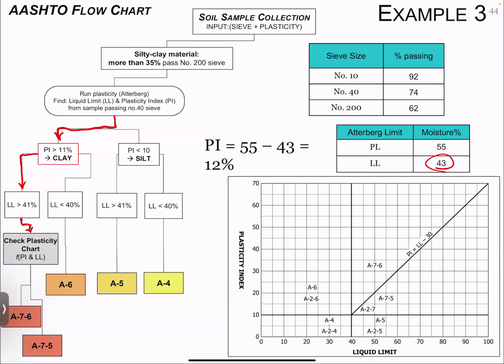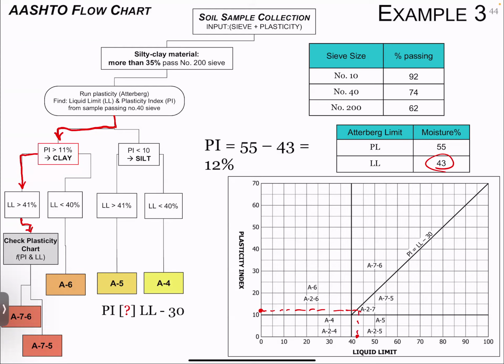So we need to make sure we're looking at the correct plasticity chart. The government one, not the Casa Grande one, not the private Casa Grande one, the government one that looks oddly like Casa Grande's. This one follows the liquid limit and the plasticity index, same as before. So let's just plot it here. 43, let's say that's right here, and our plasticity index is 12, which should be right here. Again, if we try to visualize this, it's going to be kind of hard to see exactly where that is.